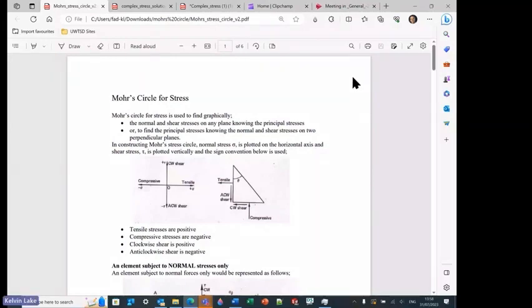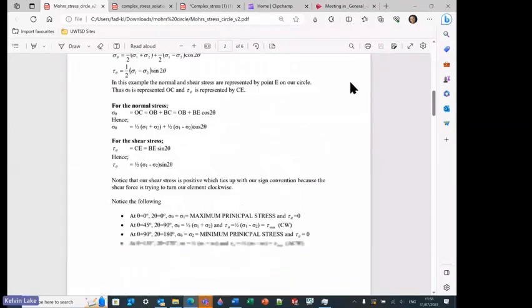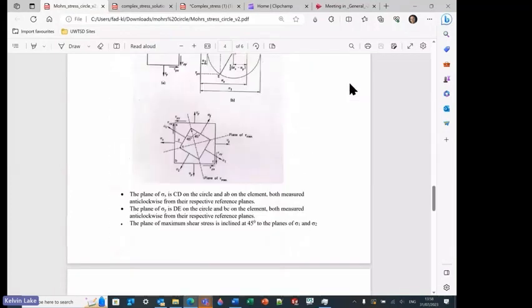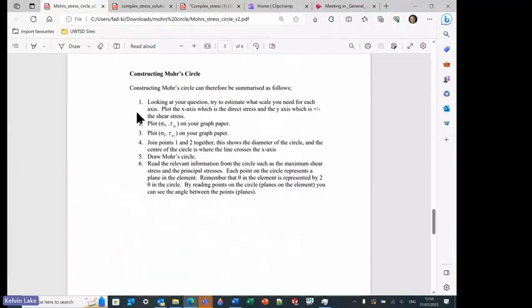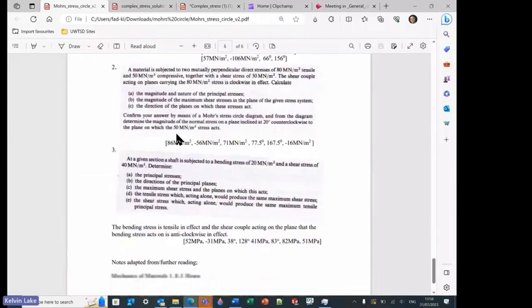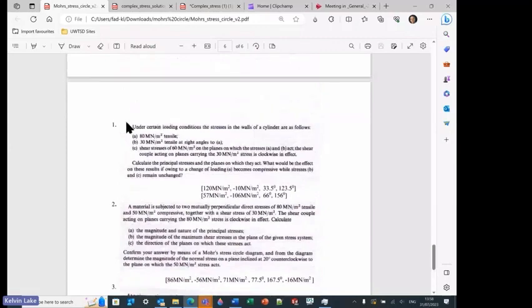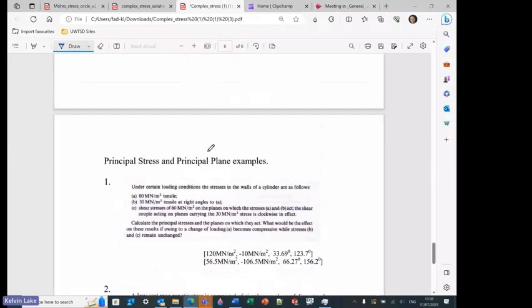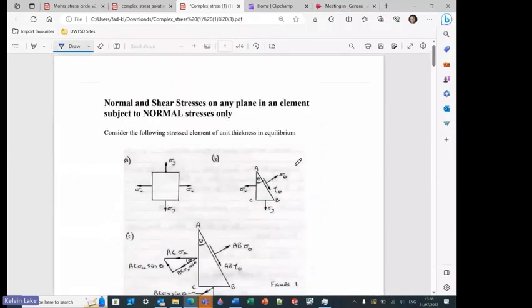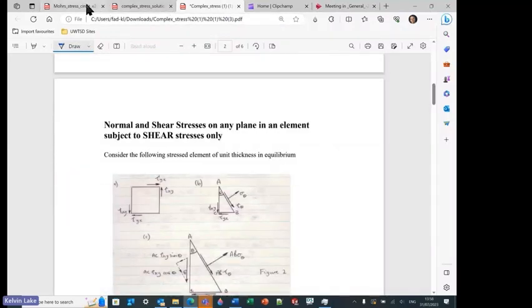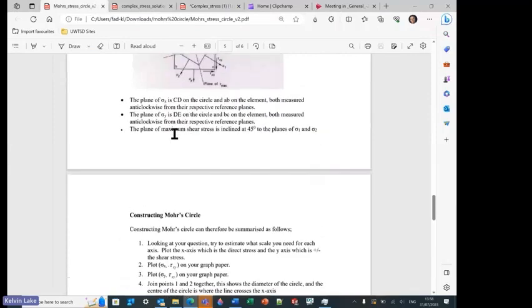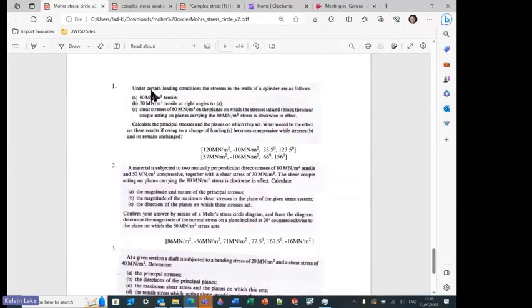So I'll upload this PDF, which explains about Mohr's Circle, and we've got those 6 steps for constructing Mohr's Circle, and we'll see at the end of that handout we have some questions. There are 3 questions at the end of that. And actually, we'll see some of those questions are the same as the questions that we saw in the complex stress handout. So if we have a look at question number 1, so here's our Mohr's Circle handout. Question number 1, under certain loading conditions, the stresses in the wall of a cylinder are as follows, 80 and 30, and so on.